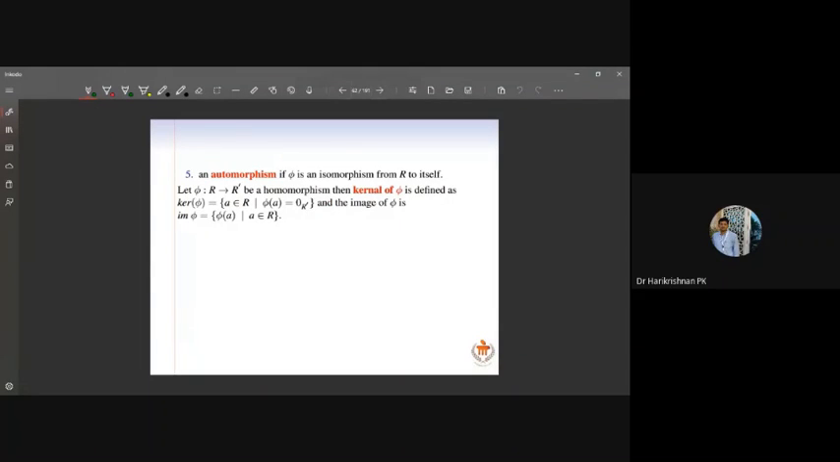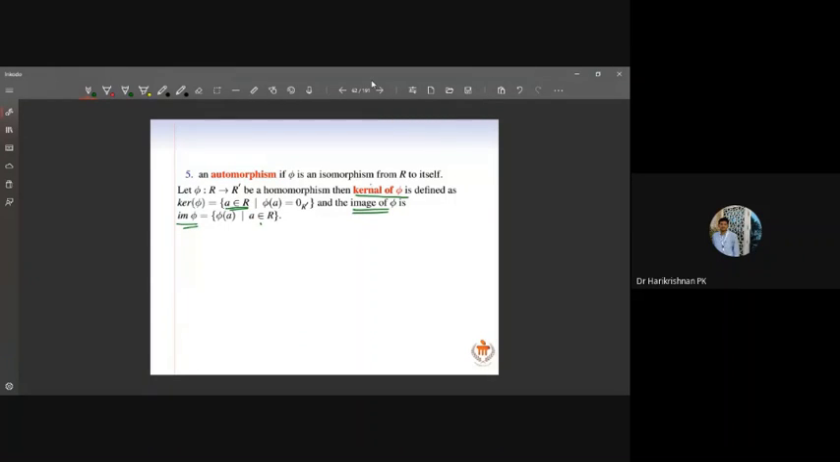Once we have a homomorphism, we can get a nice structure from it. You take all elements from the domain R such that phi maps them to the zero element in the second ring R dash. Such a collection is called the kernel of a homomorphism. The kernel of a homomorphism is those elements in the ring whose image is the zero element in R dash. Similarly, you can define the image of that mapping. The image of the mapping is the set of all phi of a such that a belongs to R.